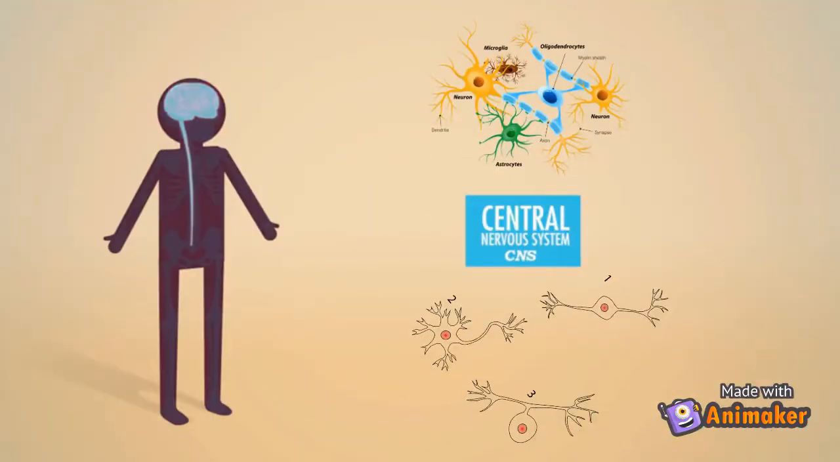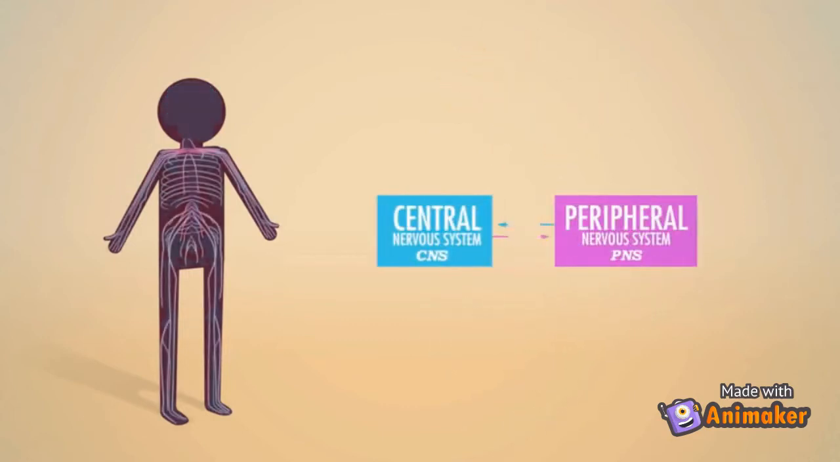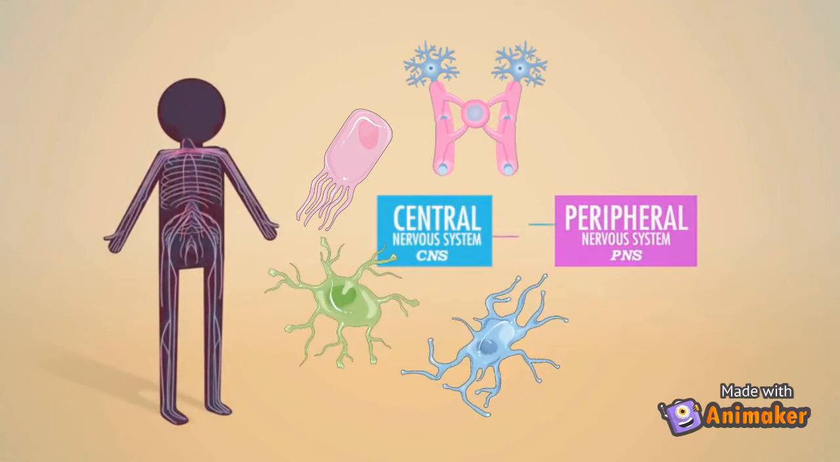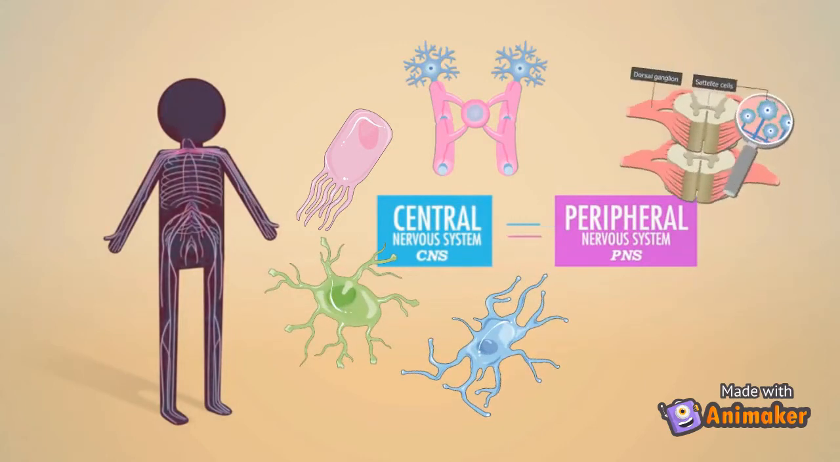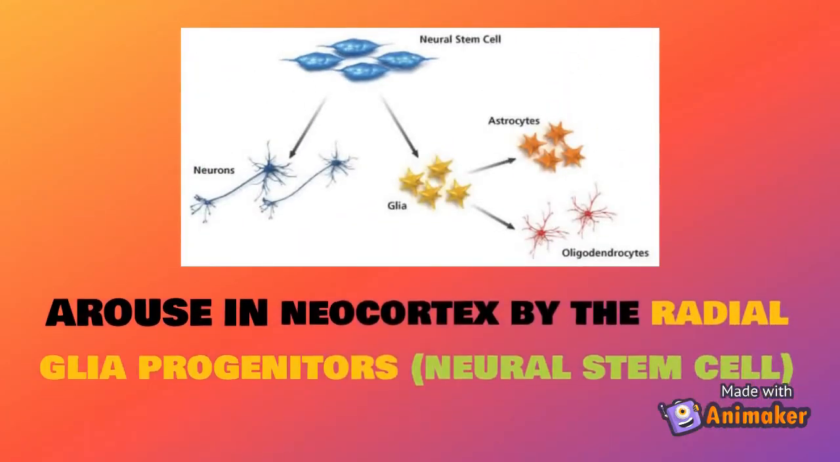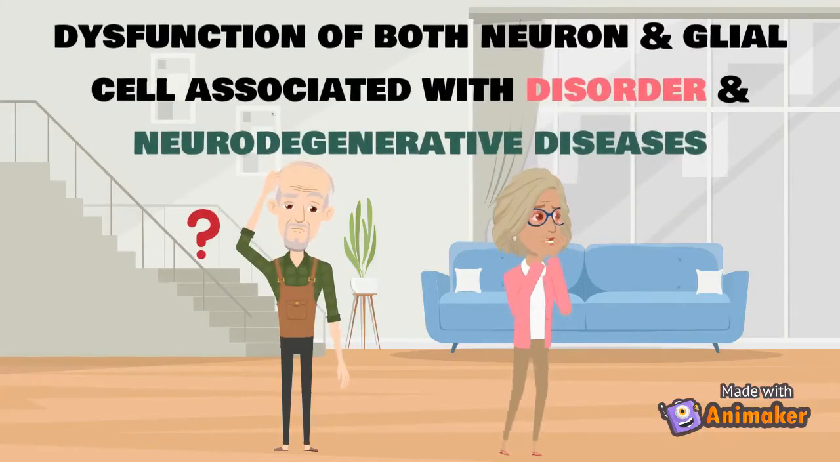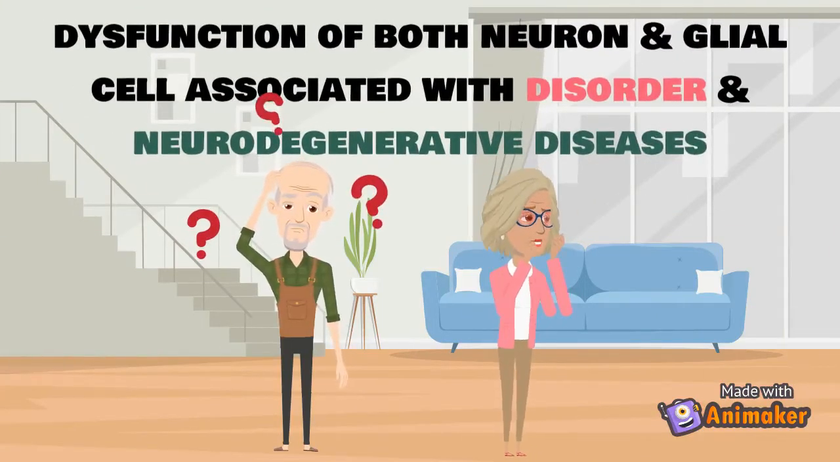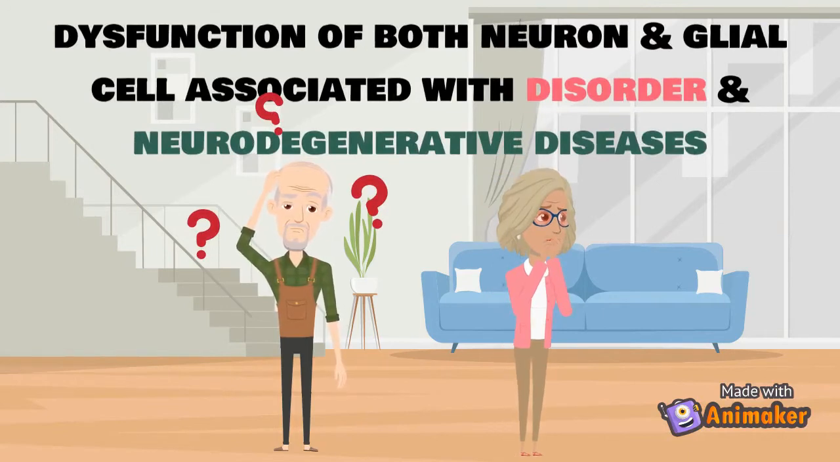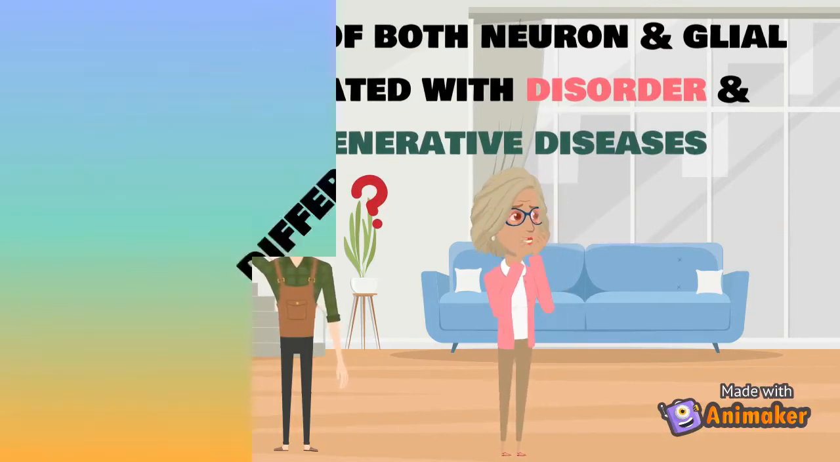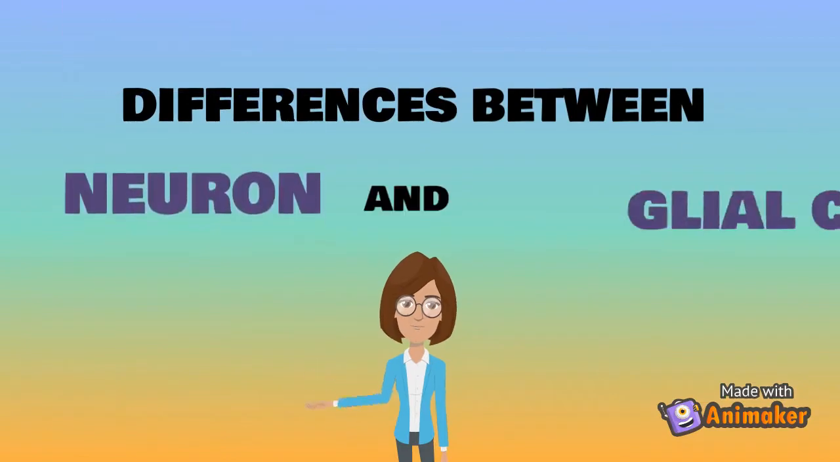Besides that, neuron and glial cells can be found in the central nervous system and also the peripheral nervous system. For the glial cell, ependymal cell, oligodendrocyte, astrocyte, and also microglia are located at the CNS, while the satellite cell and Schwann cell are located at the PNS. In addition, neuron and most of the glial cells arise and are produced in the neocortex by the radial glia progenitors, which are a type of neural stem cells. Lastly, the dysfunction of both neuron and glial cell is associated with various disorders and neurodegenerative diseases such as Alzheimer and Parkinson. Next is the difference between neuron and glial cell.